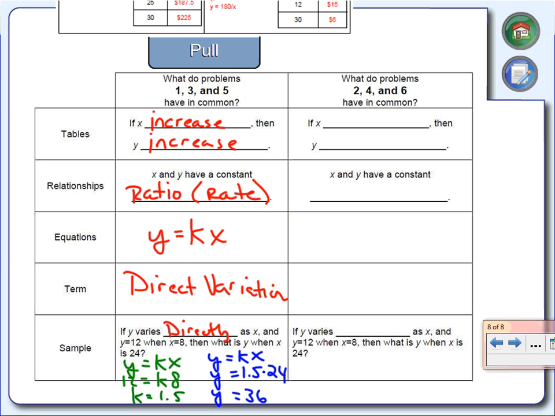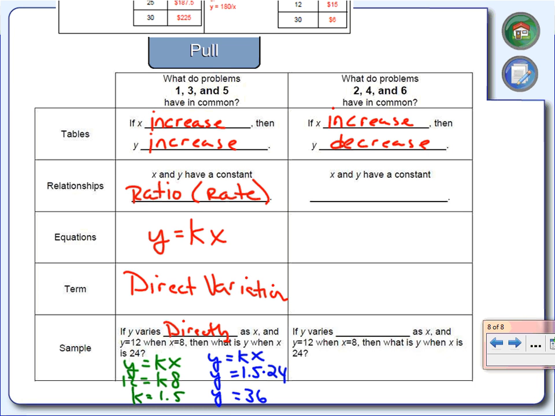All right, let's start by looking at the tables first. Everybody look at your tables on 2, 4, and 6. As the x is blank, the y is blank. What do you notice about the tables there? There you go. This time, as the x's increase, the y values decrease. They're getting smaller. As the x's get bigger, the y values get smaller.